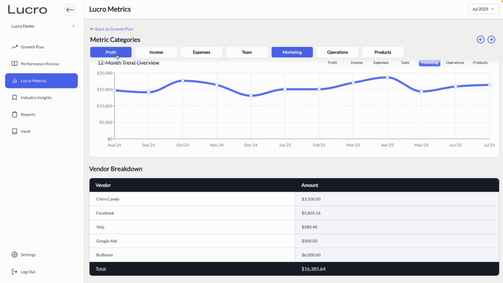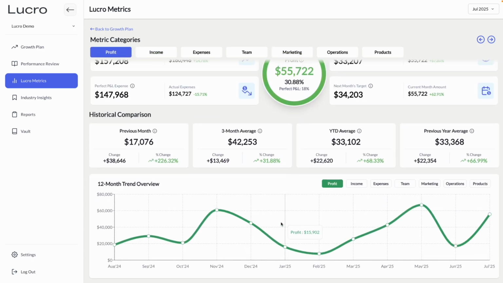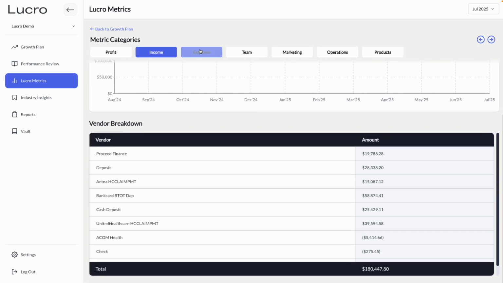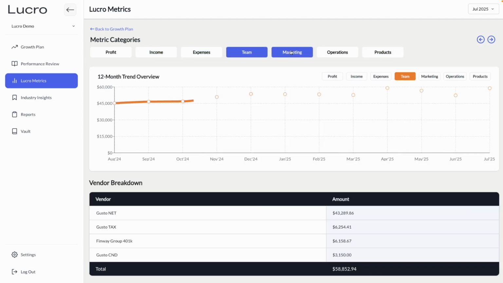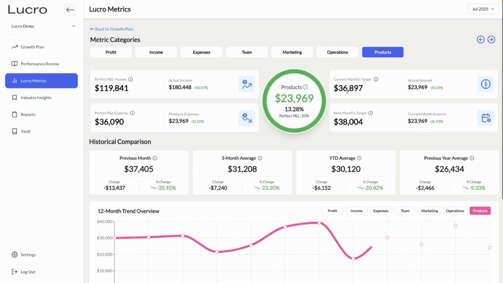Just note on the profit section, there is no vendor breakdown. It is a profit, so we can't give you a vendor breakdown of a profit, but we can on all the expenses, all your income, all your expenses. These expenses are total expenses. It's every single one. And then these are a breakdown of each individual focal area.